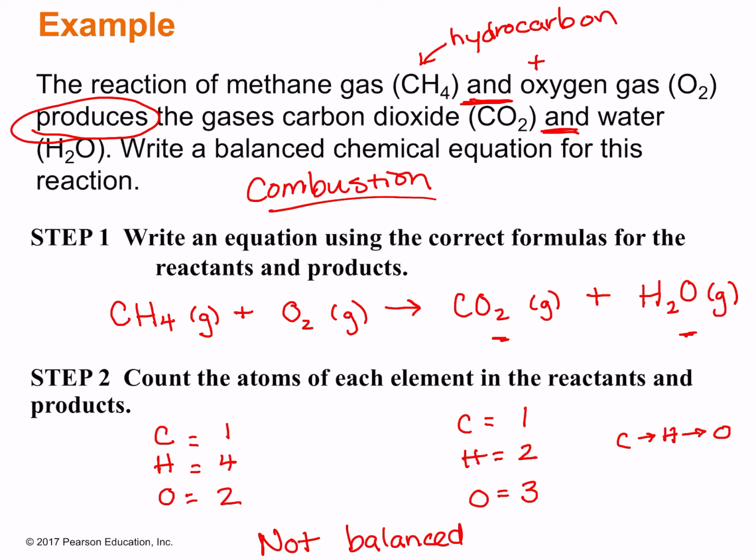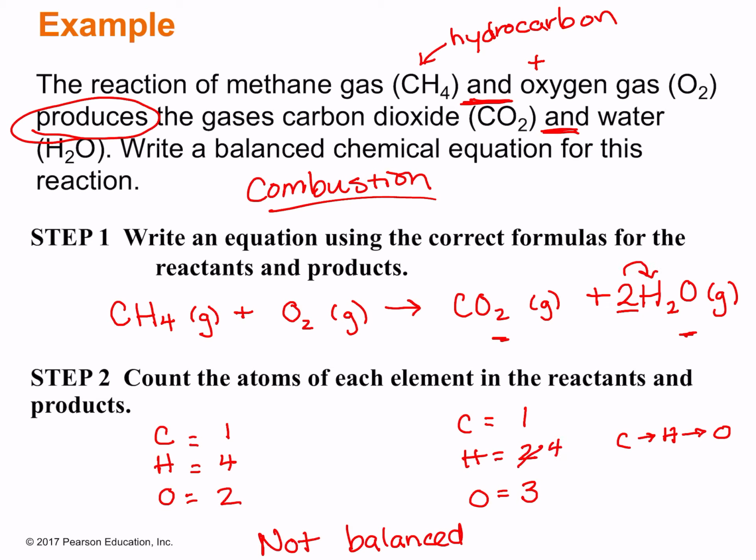It just makes your life a ton easier. So then we look at our hydrogens. We have 4 versus 2. So we're going to put a number out front of water to multiply by that 2 to get 4 on the other side. So we'll put a 2 there. When we put a 2 there, that changes our number of hydrogens so that we have 4.